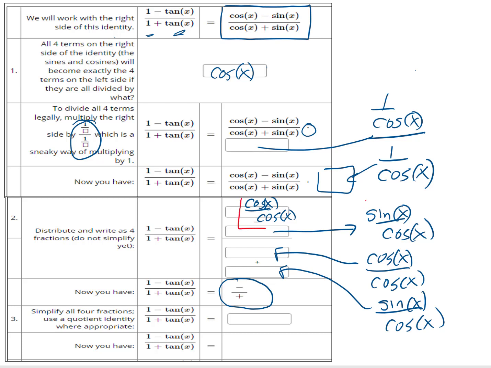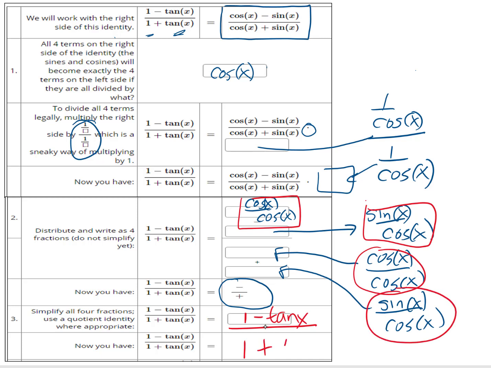So first of all, we have the cosine x over cosine x, which would be 1, and then we have minus, and the next one is sine x over cosine x, which is tangent x, and then that's over. In the denominator we had cosine over cosine, which is 1, plus, and then we had sine x over cosine x, which is tangent x. And that is indeed what we were trying to prove.